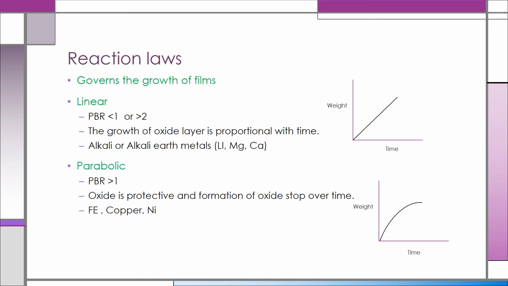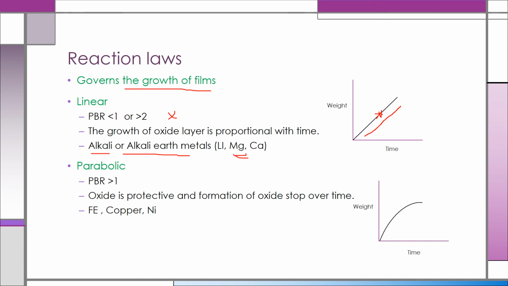So there are some reaction laws. They govern the growth rate of the oxide film. The linear law is for a PBR ratio less than 1 or more than 2, meaning that this is not a protective oxide, as the growth of the oxide layer is proportional to time. The oxide will keep growing and growing. If the oxide layer is protective, it will stop at a certain point, but in this case, it's not. An example of this kind of material is alkaline earth metal. Magnesium is one of them.